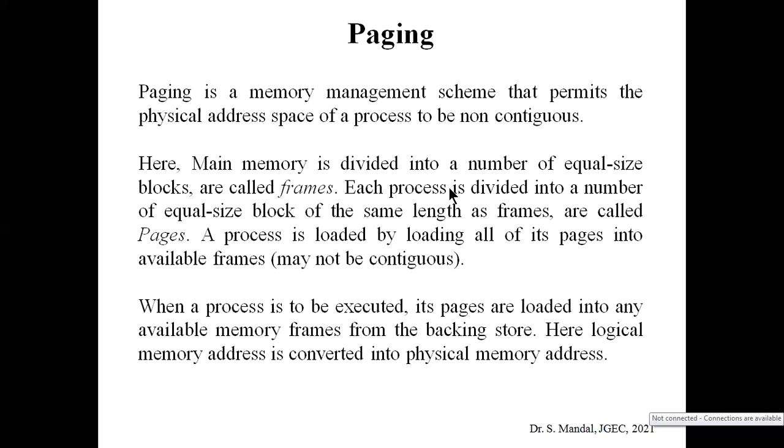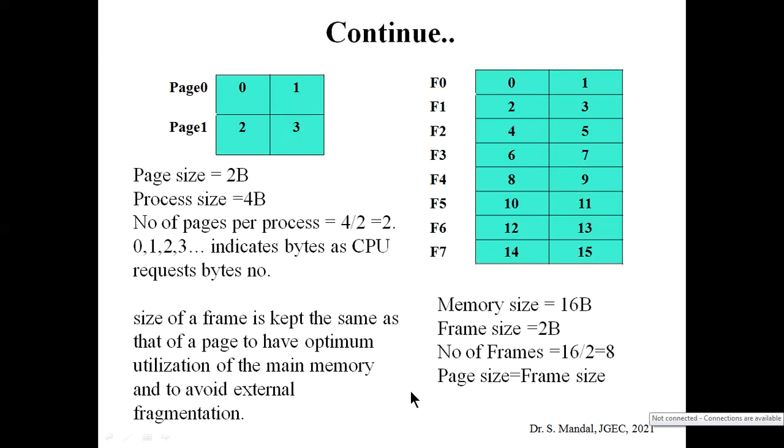Okay, that means if the frame size is 2 byte, the size of the pages should also be 2 byte. Okay, and during the execution, the parts of the process, that is pages, should be loaded into the respective frames or available frames. So when a process is to be executed, the pages are loaded into any available memory frame from the backing store. Okay, and it should be kept in mind that here the logical memory address is also converted into the physical memory address. How it will convert, let's see.